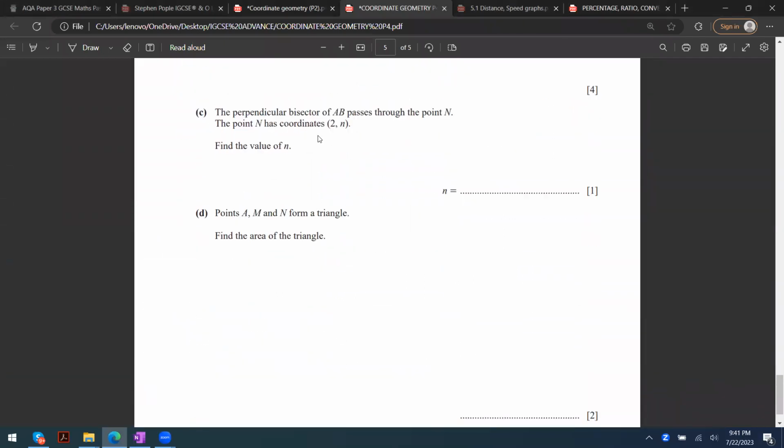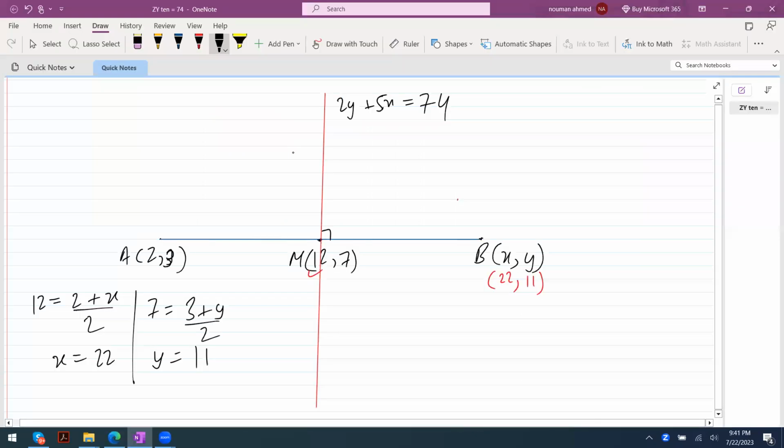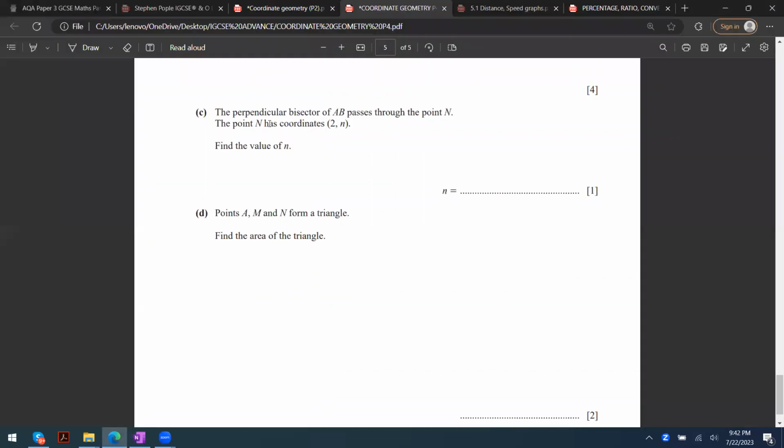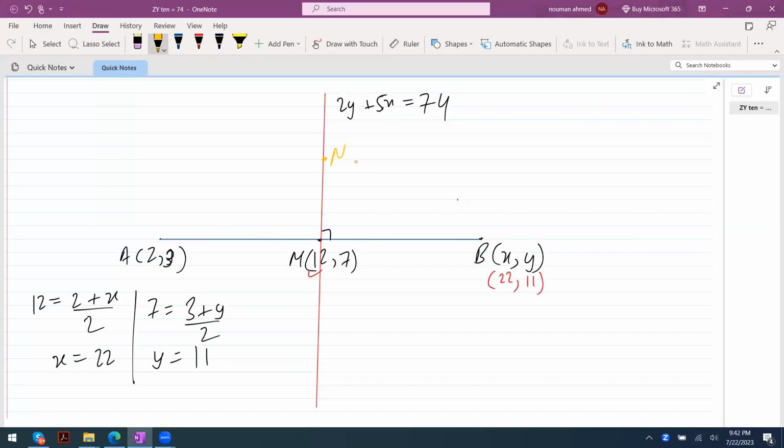We are jumping to part C. The perpendicular bisector of AB passes through the point N. The point N has coordinates (2, n). Find the value of n. So, very easy. N is somewhere we don't know. Let's assume, sorry, not n, the point capital N. Yes, capital N. The coordinates are 2 and n.